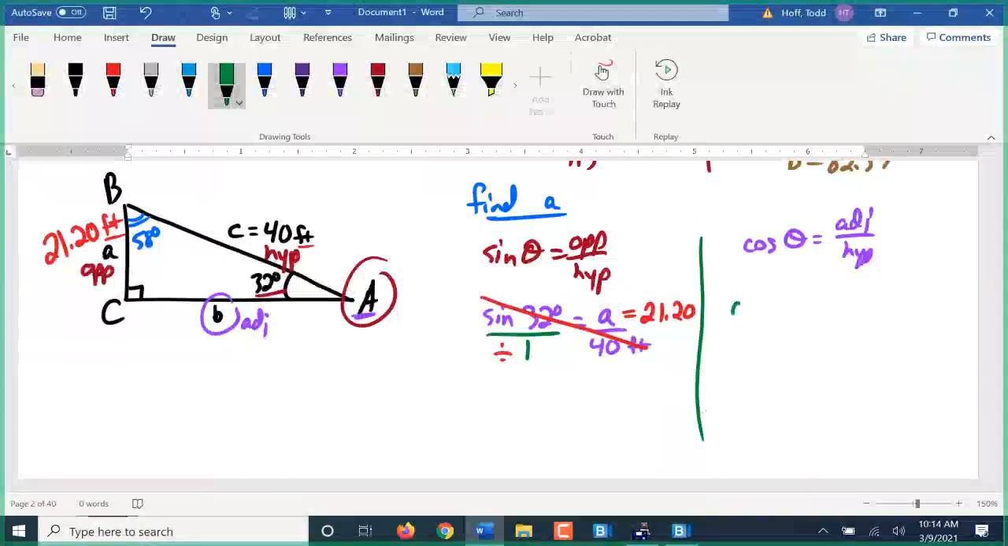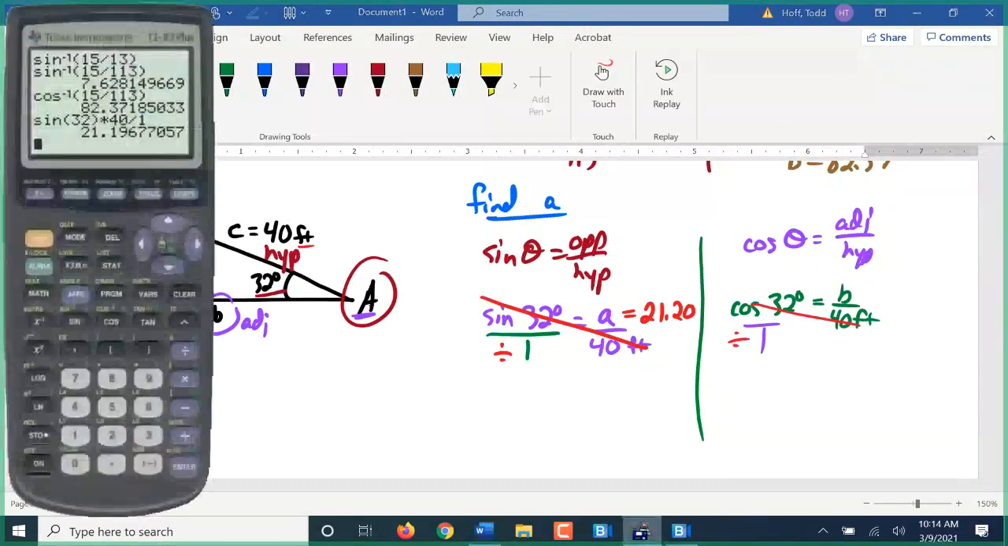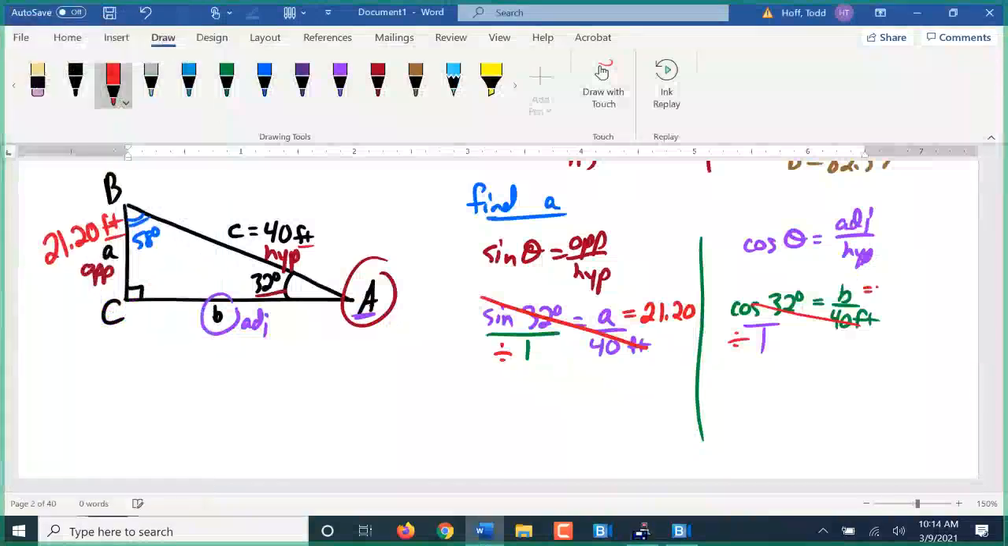Well, here I have that the angle is 32 degrees again. The adjacent side is B, and my hypotenuse is 40 feet. So once again, I'll put this over 1 so I can cross multiply and divide. So it is the cosine of 32. Again, it's very important that I close that parentheses after the angle, after the cosine, times 40 feet. And again, I don't have to put in the divided by 1 if I really don't want to. So B is 33.92.